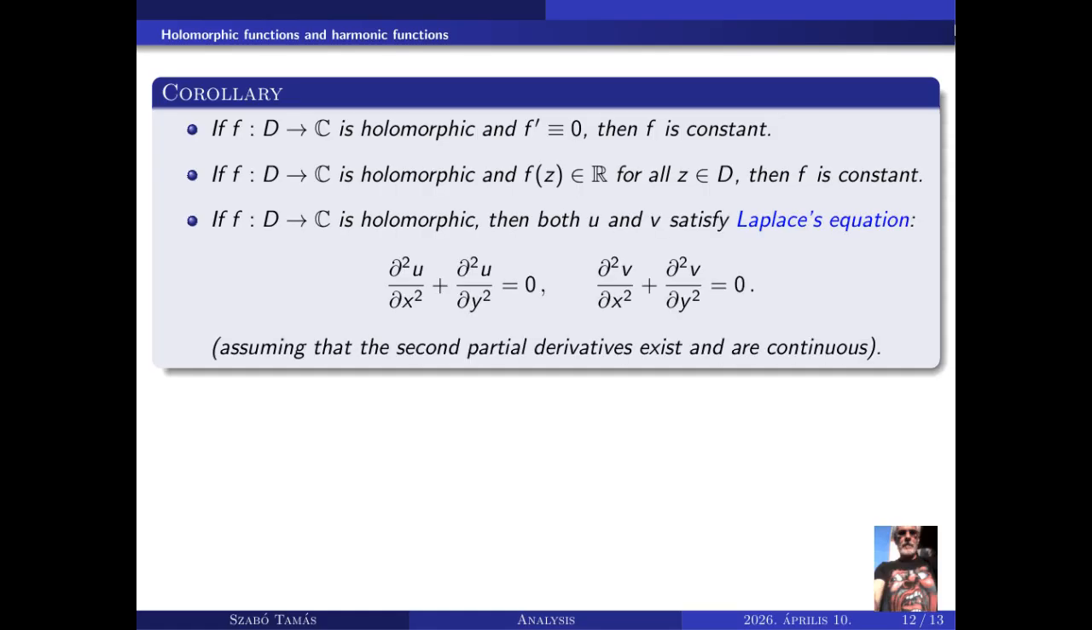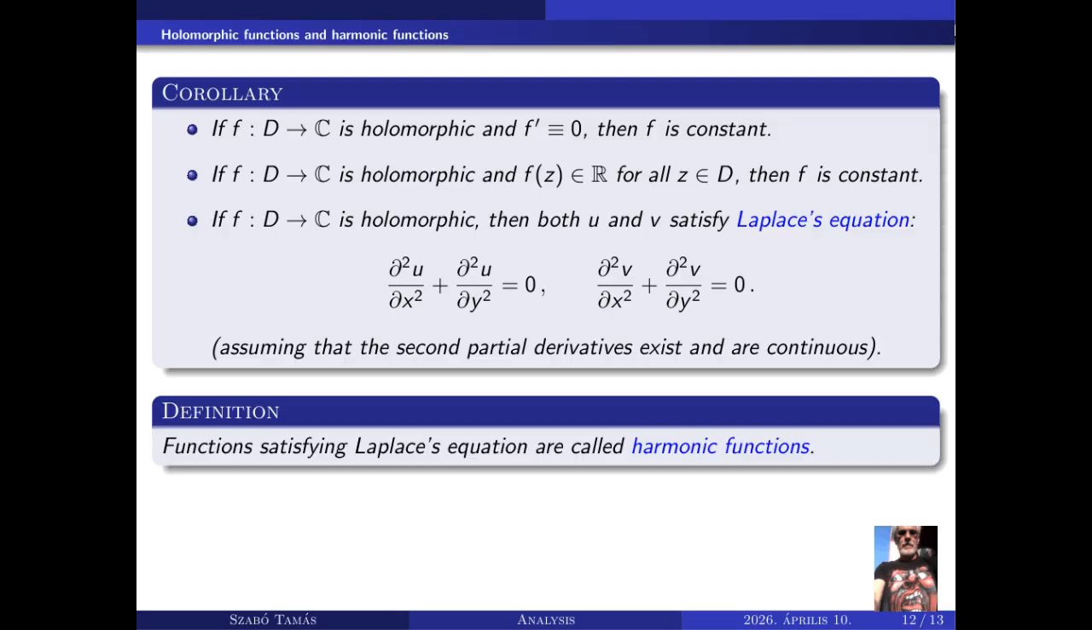If f from D to the complex numbers is holomorphic, then both u and v satisfy Laplace's equation. The second partial derivative of u with respect to x squared plus the second partial derivative of u with respect to y squared equals 0, and the same for v, assuming that the second partial derivatives exist and are continuous. Functions satisfying Laplace's equation are called harmonic functions.